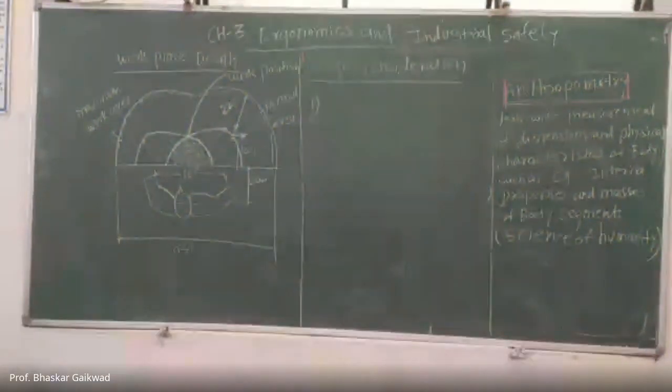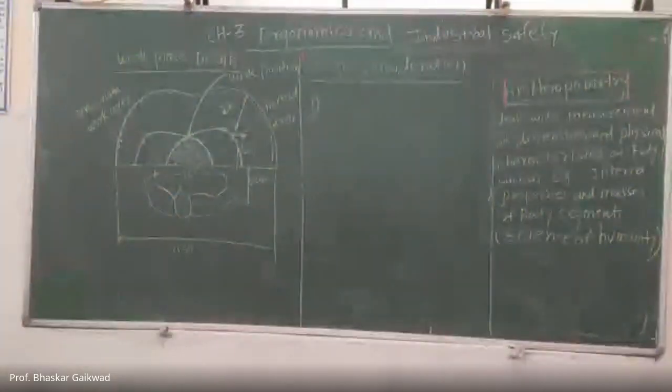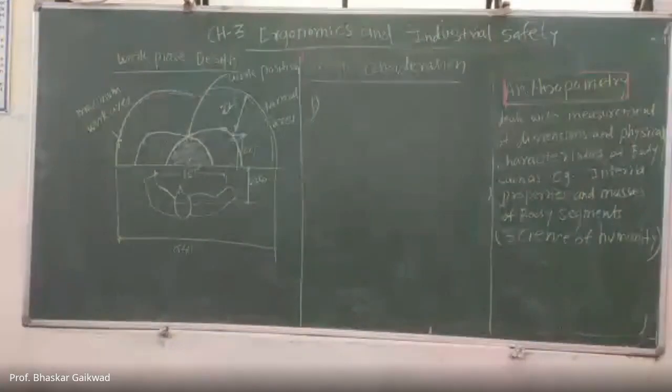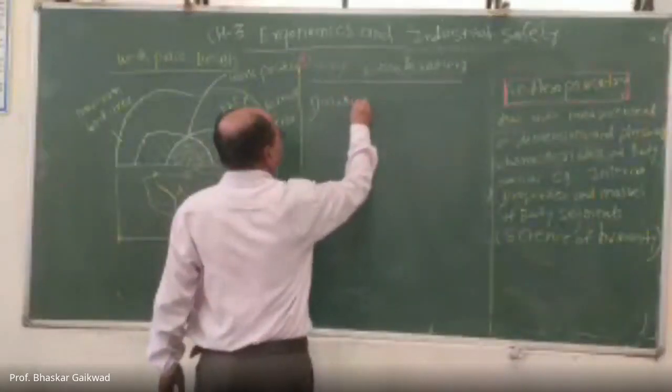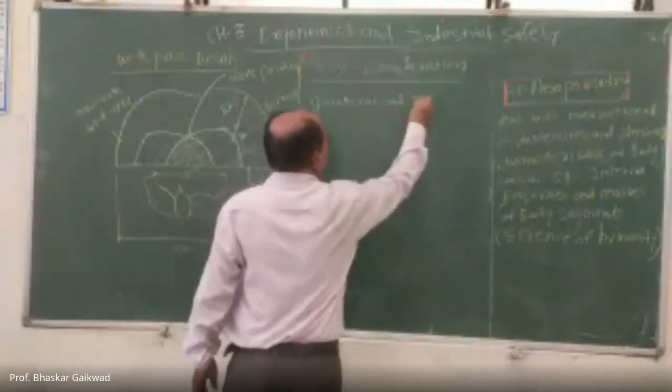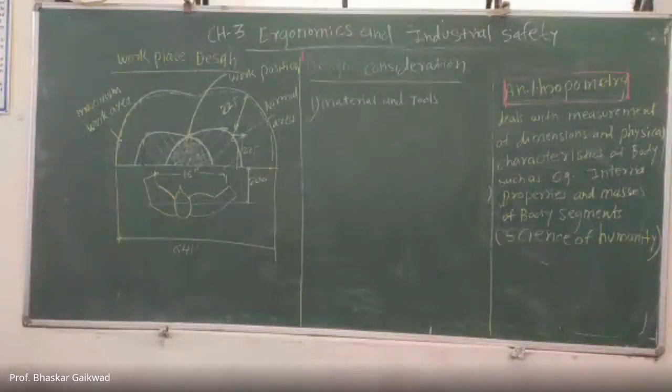Now, what points do you have to consider while designing the workplace? First of all, material and tools should be available at a predetermined place and close to the worker. So the first point is material and tools. For example, take a watch assembly, our hand watch assembly. We require the material and tools, so they should be at a predetermined place, which means within the maximum area.